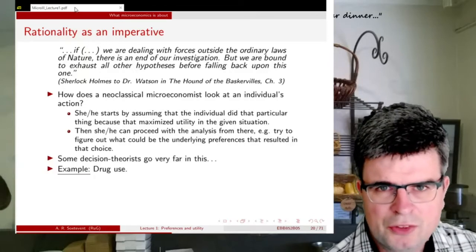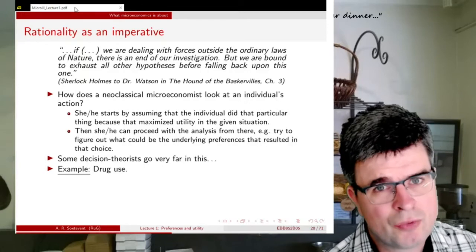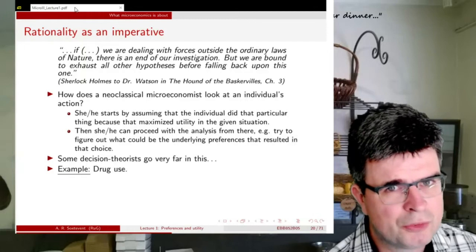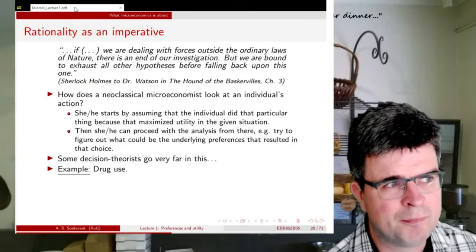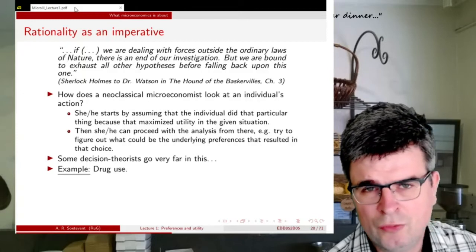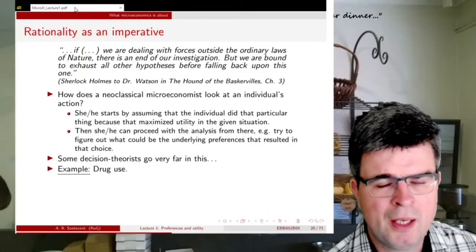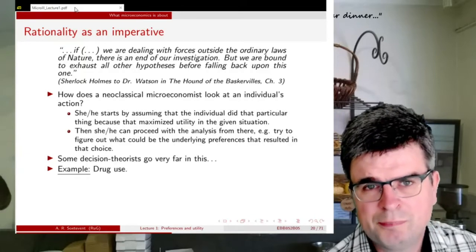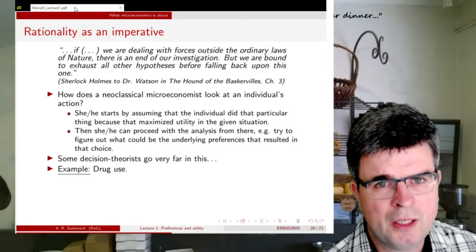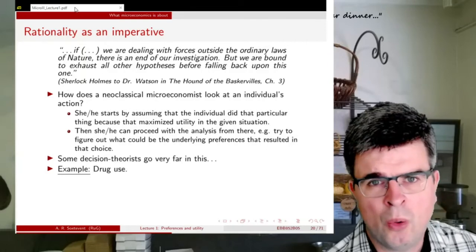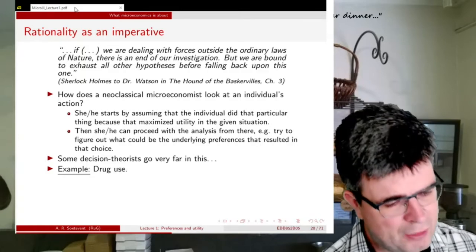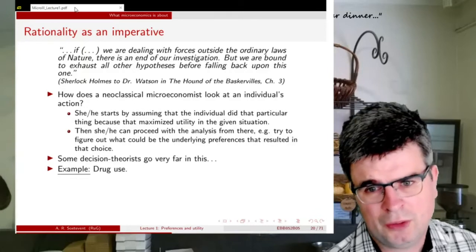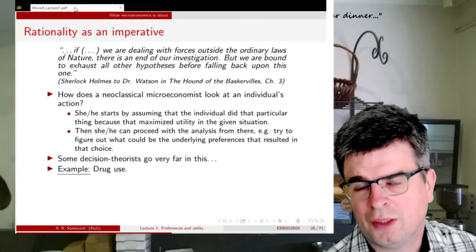Now, some decision theorists go very far in that, looking for rational explanations. So, for example, drug use. Using drugs in excessive ways is really bad for someone's health, and it shortens your expected lifetime. So you might say if you observe someone using drugs, then that person does not act in his or her own interest. So apparently it's a clear case where the person is not optimizing his utility, because otherwise you would never engage in using drugs.